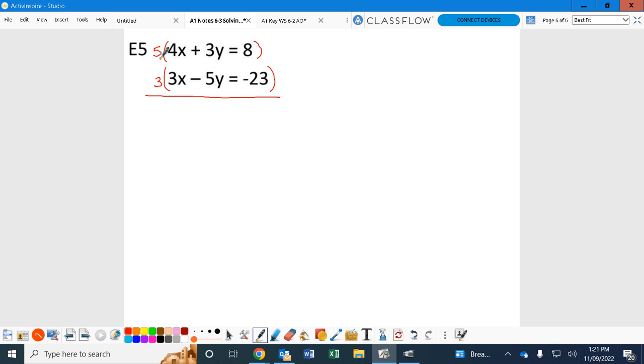Here we go. 5 times 4x is 20x. 5 times 3y is 15y. 5 times 8 is 40. You cannot forget to multiply times all three of them. 3 times 3x is 9x. 3 times negative 5y is going to be negative 15y. And 3 times negative 23 is going to be negative 69. What cancels out?